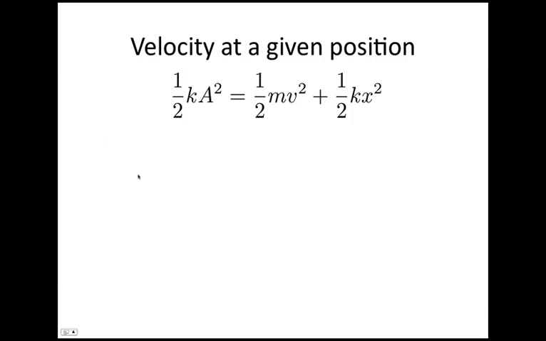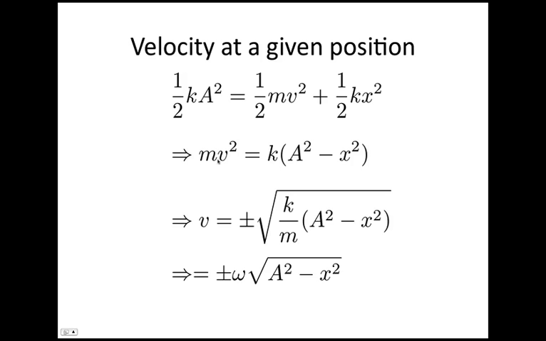Now we can use this to work out the velocity given the position. We've got that the total energy is a half kA squared, and that's equal to the kinetic energy, a half mv squared, plus the potential energy, a half kx squared. So solving this, we can cancel out all the halves as a common factor, and we end up with mv squared is equal to k, it's a common factor between these two, (A squared minus x squared).